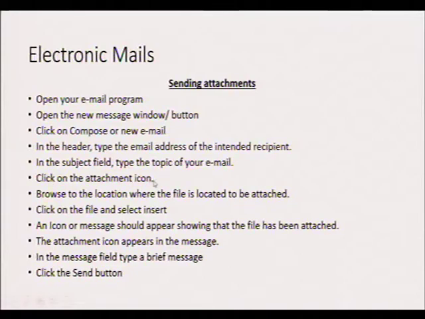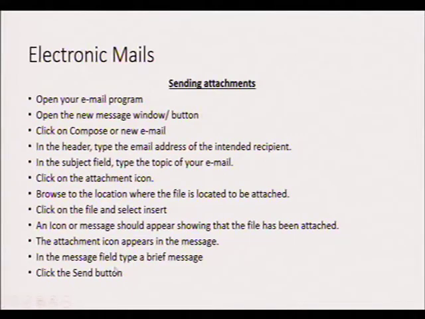Click on the attachment icon. You browse to the location where the file is, the file that you want to attach. You click on the file, or you double click on the file. By that, you have actually attached it to your email. Once you do that, the attachment icon appears in the message.